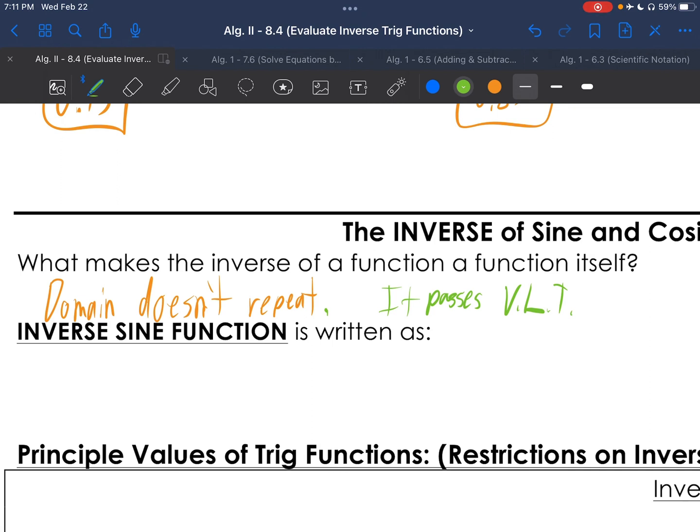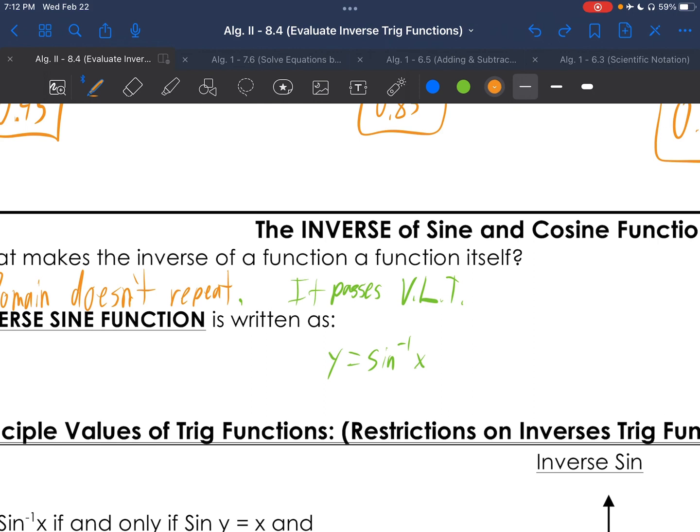Now, inverse sine function. We actually talked about this a little bit in geometry. And we write it like this: y would be equal to inverse sine of x. And by the way, you don't necessarily need those parentheses. That negative 1 is not an exponent of negative 1, so it's not saying 1 over sine. Rather, it's just our way of writing the inverse. Now you could also write it like this.